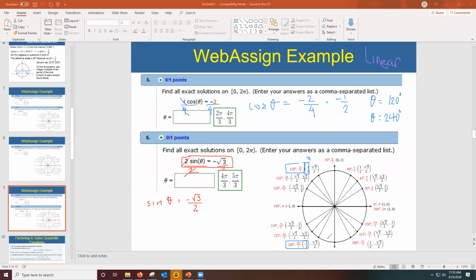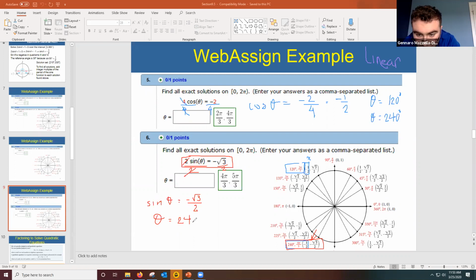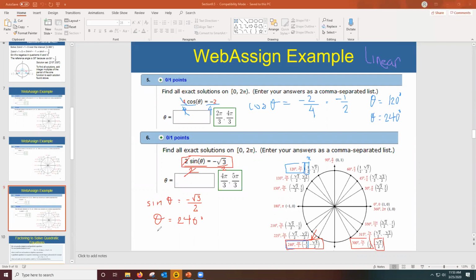Let's look around 150, here. 150. I'm sorry, that's for cosine. Yeah, so it looks like 240, again, has its sine equal to negative square root of 3 over 2. So looks like one answer is 240. Then 300. Good. 300 is the other answer because here is the sine equal to negative square root of 3 over 2. So the other answer is 300.